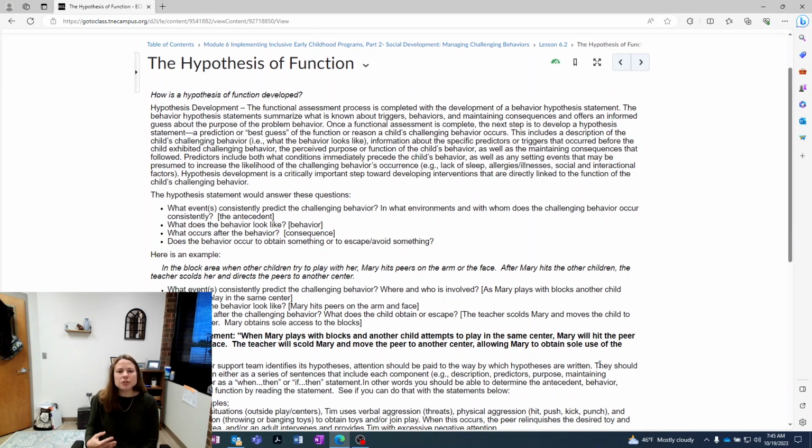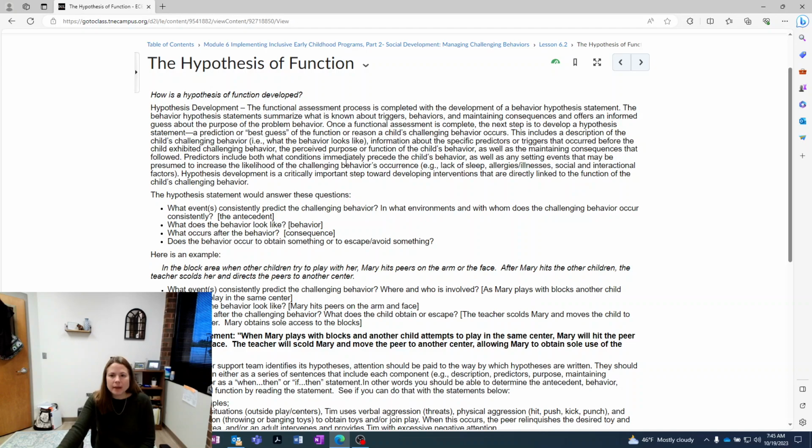Okay, so we just talked about the hypothesis of function and what that was. A hypothesis of function, like I said, is just a statement, right? It's an assessment that you do, right? And when you do an assessment, like an ABC analysis, you're trying to make a statement of what's going on, summarizing it. So the hypothesis, you have to develop it.